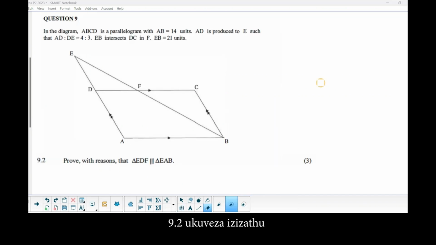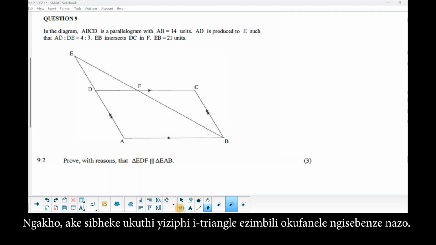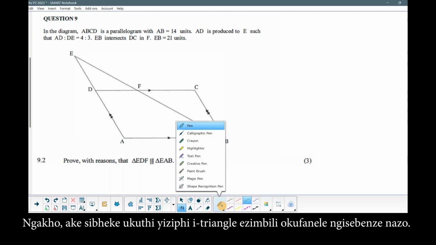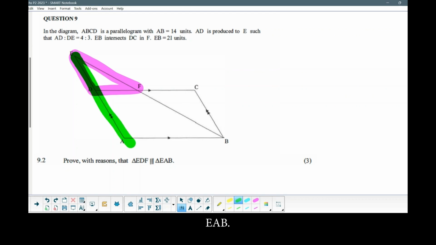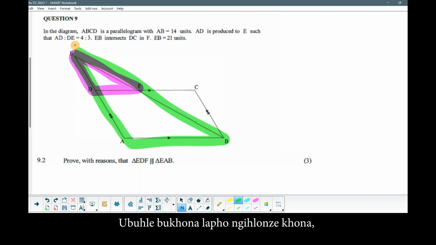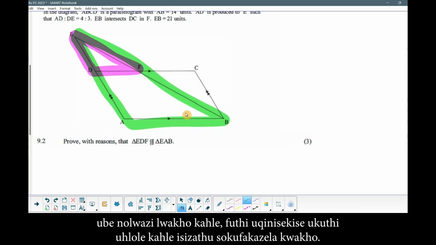9.2: Prove with reasons that triangle EDF is similar to triangle EAB. So let's have a look at which two triangles I need to work with. I need EDF. There's a triangle here. And then I'm working with triangle EAB. Well, the beauty is, as soon as I highlighted it, I can see that E is common to both triangles. Right, so to prove similarity, your layout has to be really good, and you've got to make sure you reason out your proof adequately.